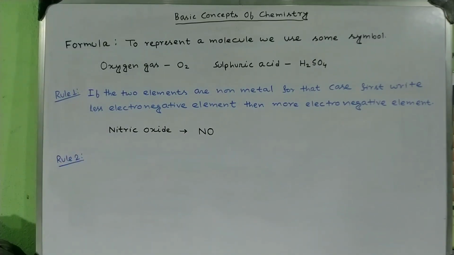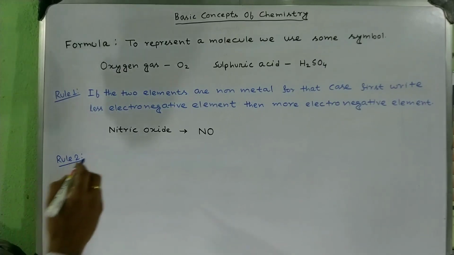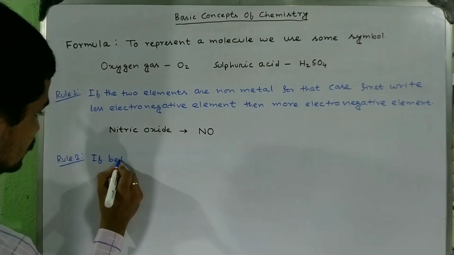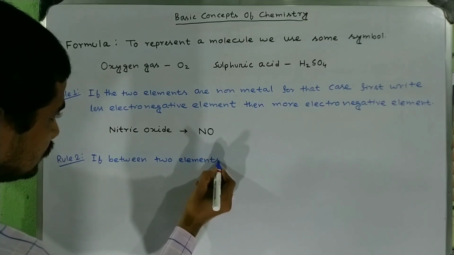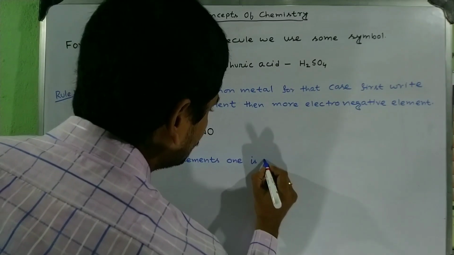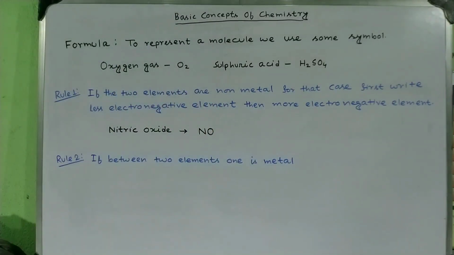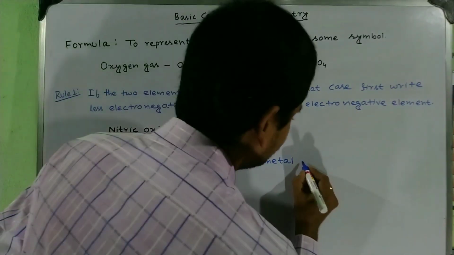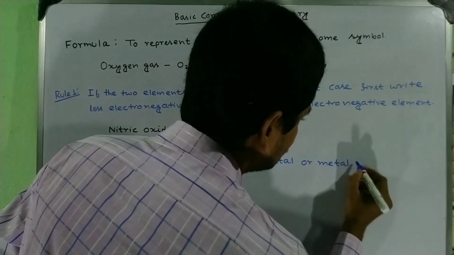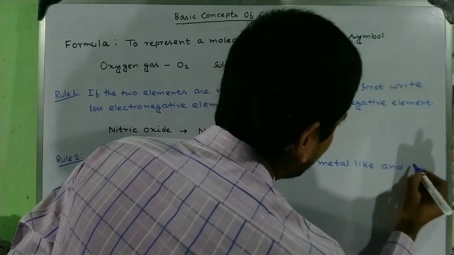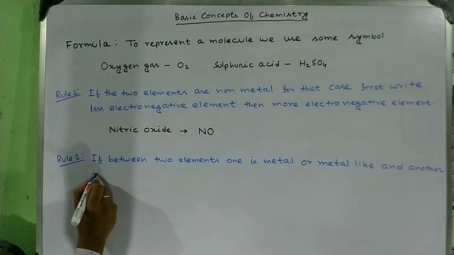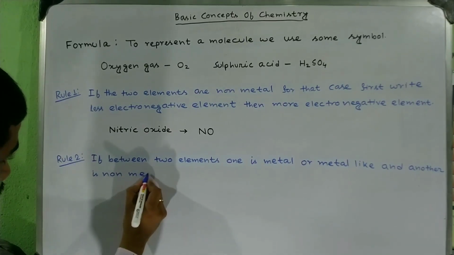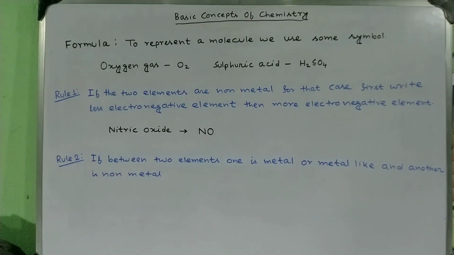What is rule 2? Rule 2 says that if between two elements one is metal or metal-like and the other is non-metal, then first write the metal.